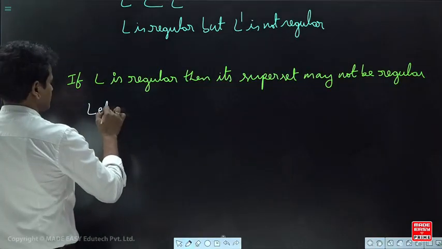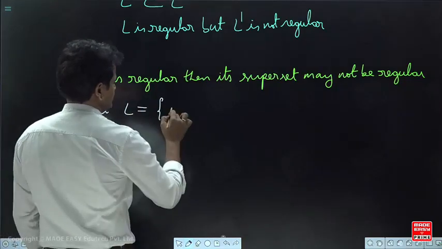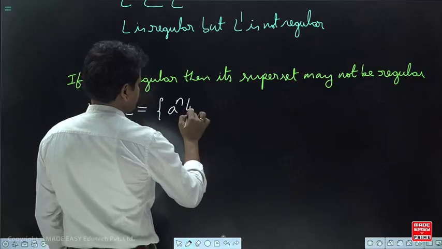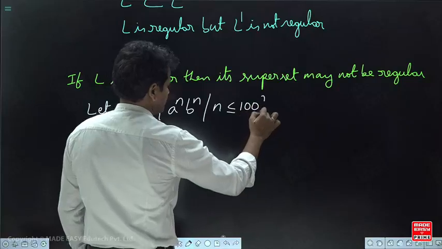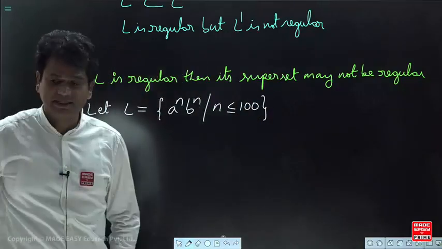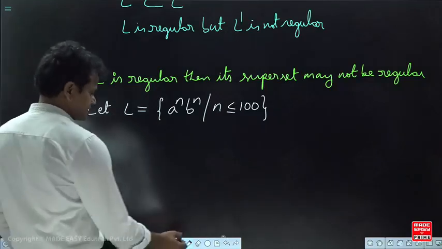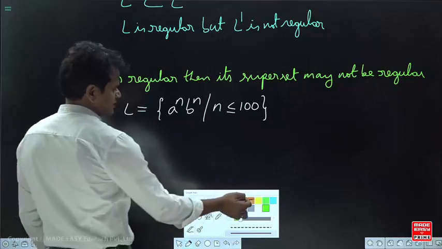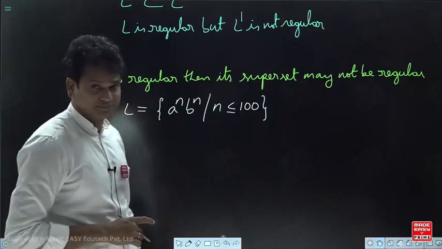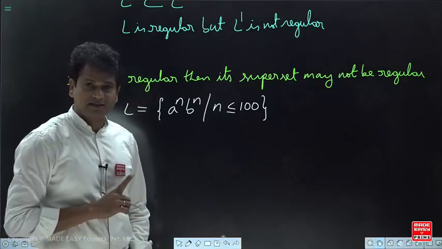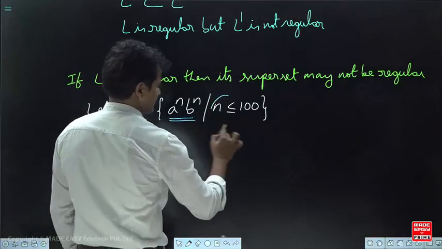Let L equal to a^n b^n, n less than or equal to 100. Guys, tell me, is this regular or not regular? When a relation is there, it is not regular, right? Relation is there, comparison is there, but that comparison is finite, right?